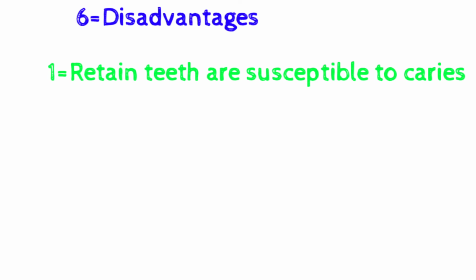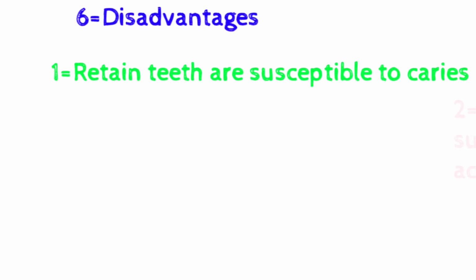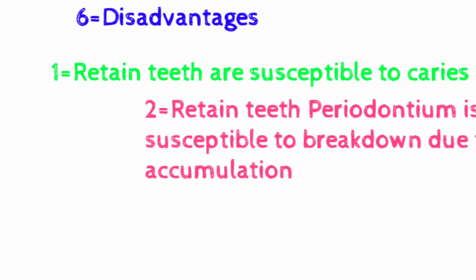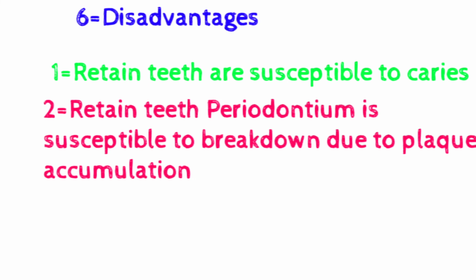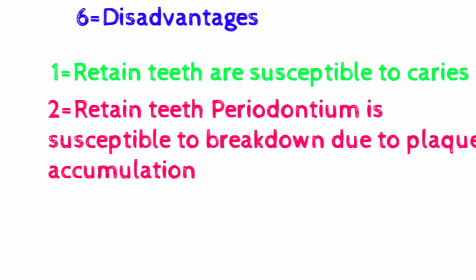Now come to the disadvantages of overdenture. The first disadvantage of overdenture is that retained teeth are susceptible to caries. This is the first disadvantage. Second, the retained teeth periodontium is susceptible to breakdown due to plaque accumulation. When plaque accumulates, the periodontium breakdown will start.